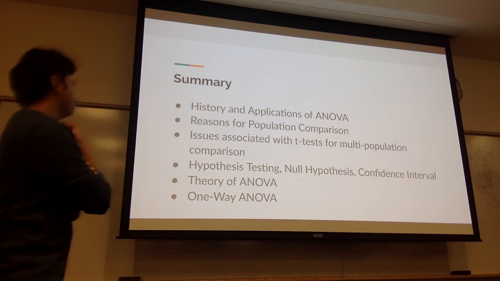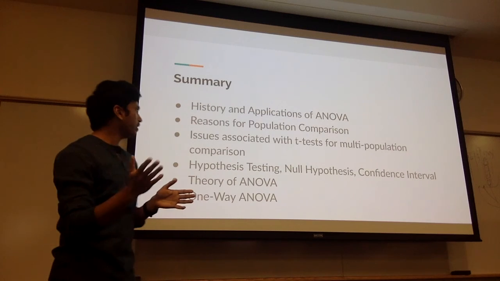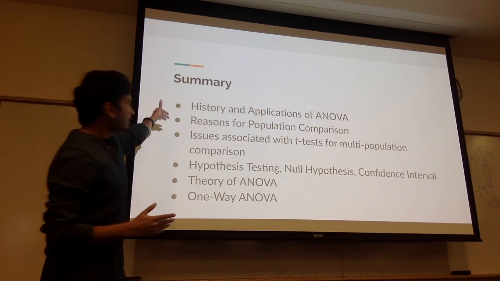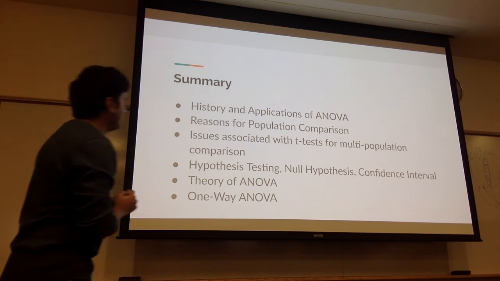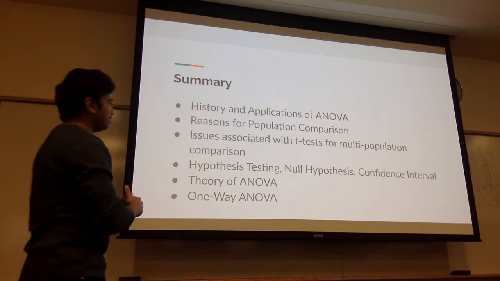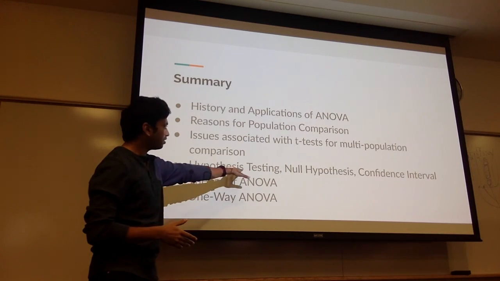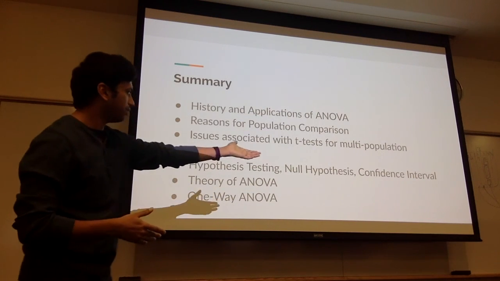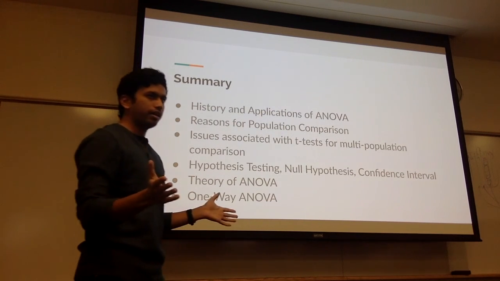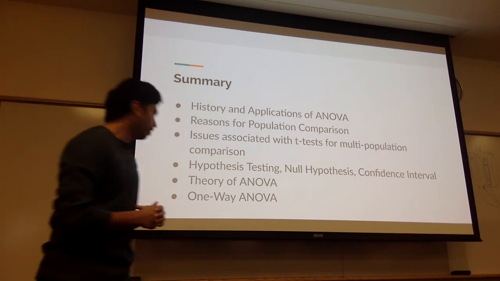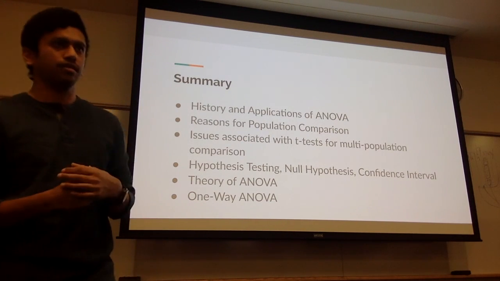Okay. So coming to the summary, we learned the motivation behind ANOVA, why ANOVA is required. Then we learned the history. Then the reasons for population comparison, where Srisha gave an example. Then the issues associated with t-tests. Then we discussed a few of the concepts that are required for ANOVA, that is hypothesis testing, null testing, then confidence interval. Also we discussed t-tests. And finally how ANOVA is calculated, the theory, and one-way ANOVA. If you have any doubts, we can answer.